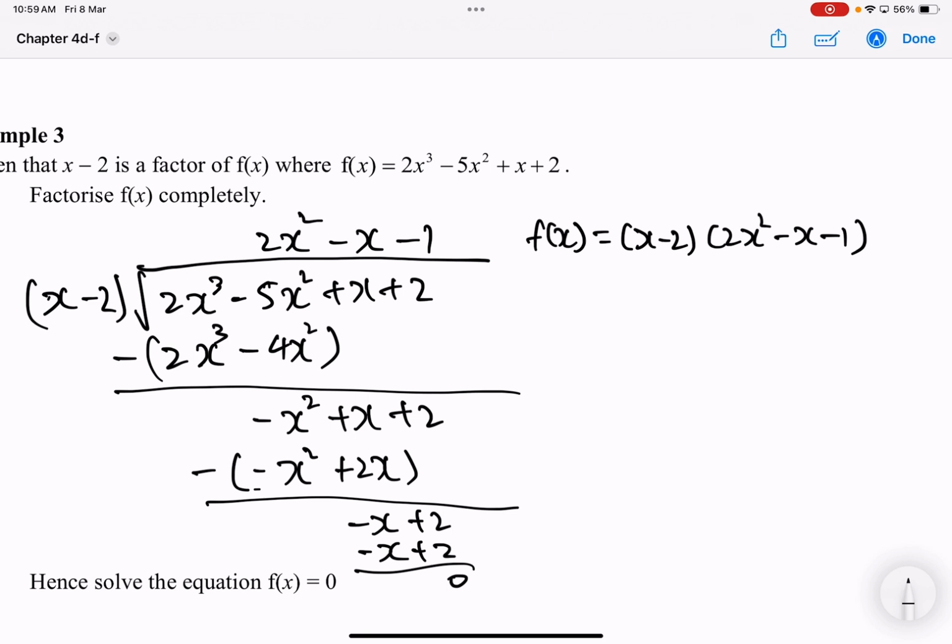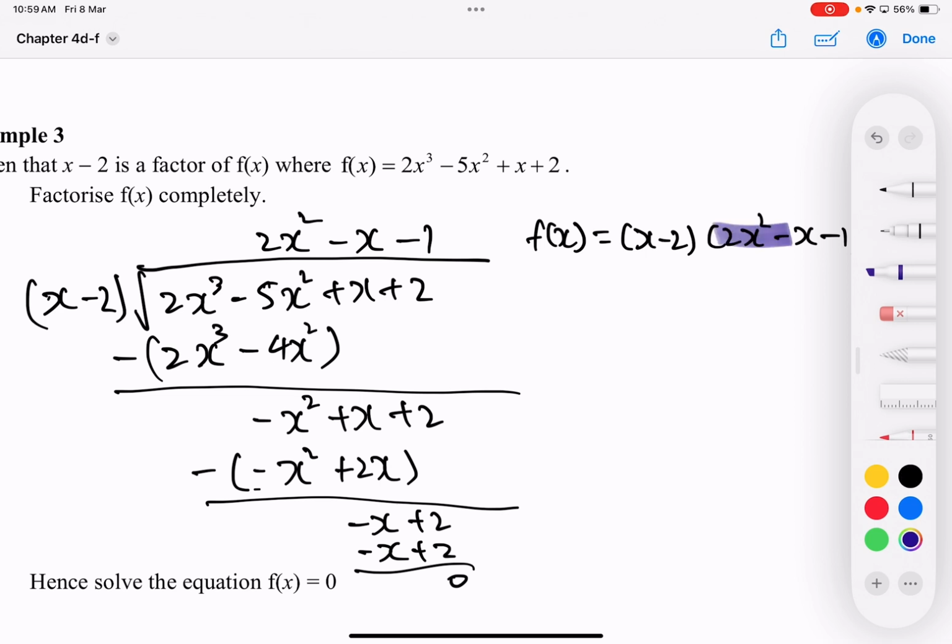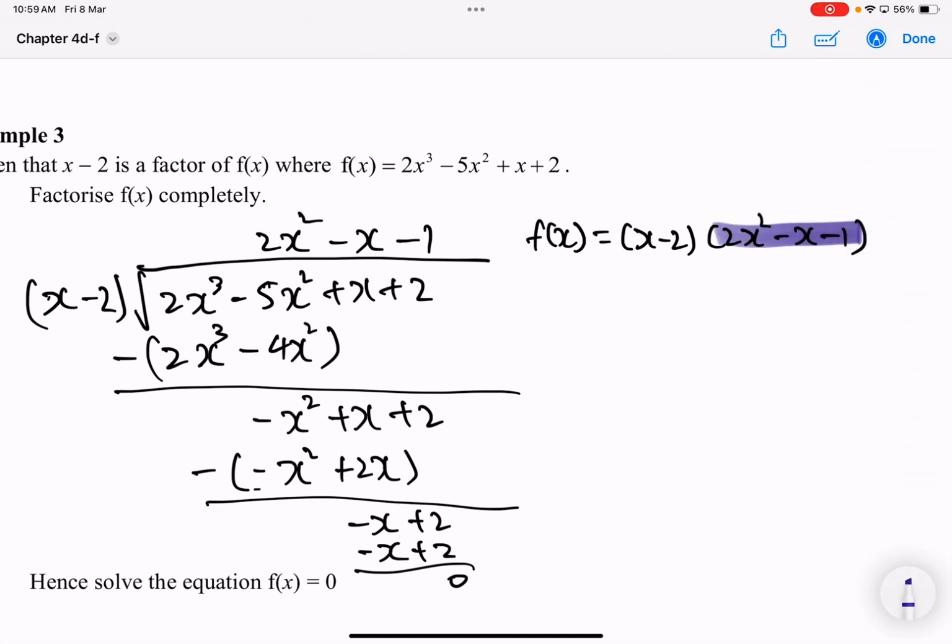If you are done, can you factorize it completely? I would say this is not the final answer. You need to factorize this thing. How do you do that? You can either use your tic-tac-toe method or you can use your ladder method.